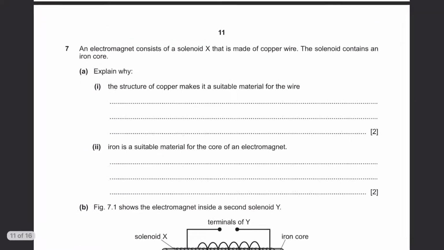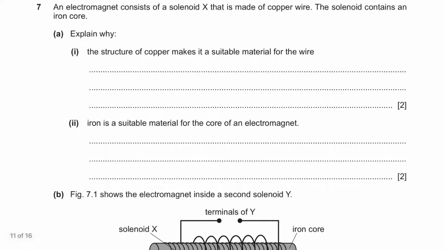Question 7. An electromagnet consists of a solenoid that is made of copper wire. The solenoid contains an iron core. Part A. Explain why the structure of copper makes it a suitable material for the wire. What are the properties of copper that allow it to be used as a wire? Well, copper contains free electrons since it's a metal, and it is a good electrical conductor.